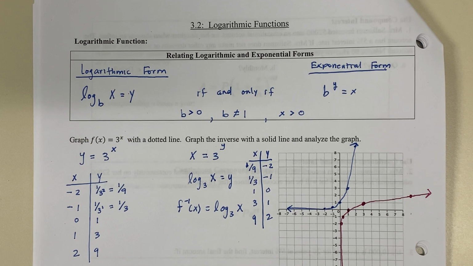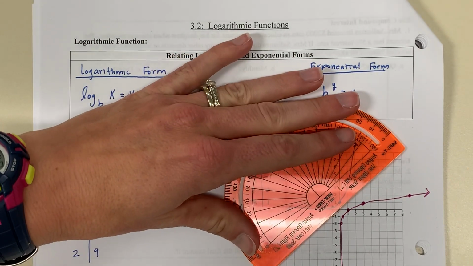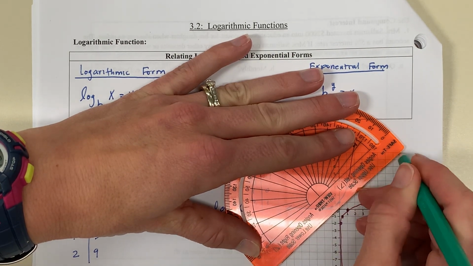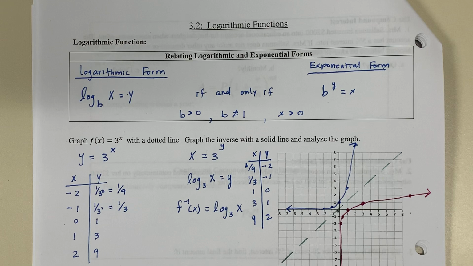Notice my exponential function is a function because it passes the vertical line test. It has an inverse, so it's a one-to-one function because it passes the horizontal line test. And because these are inverses, when we graph them, they are symmetric about the line y equals x. So if I fold the exponential function across the line y equals x, it will fold onto the logarithmic function. So we can see that logarithmic functions and exponential functions are inverses of each other.